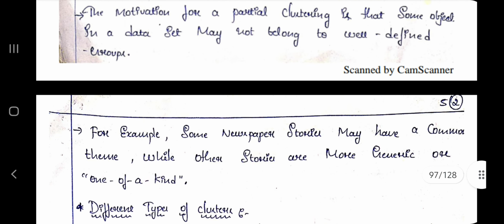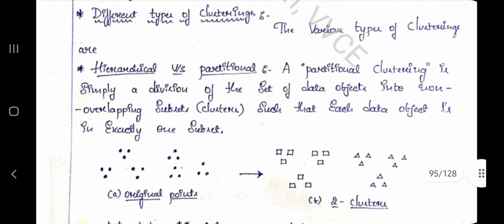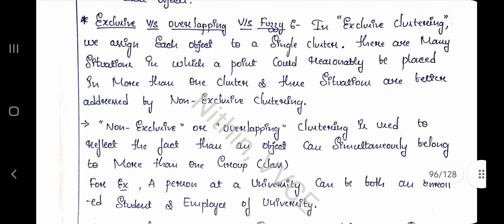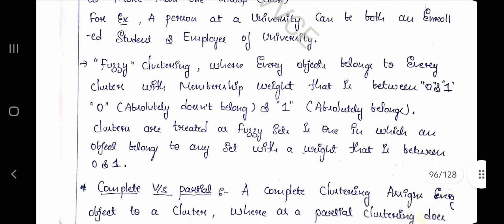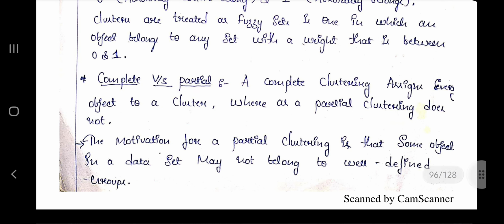If they ask about different types of clustering, what will you write? First one, hierarchical versus partitional. The second one, exclusive versus overlapping versus fuzzy. Third one is complete versus partial. These three things you have to write.